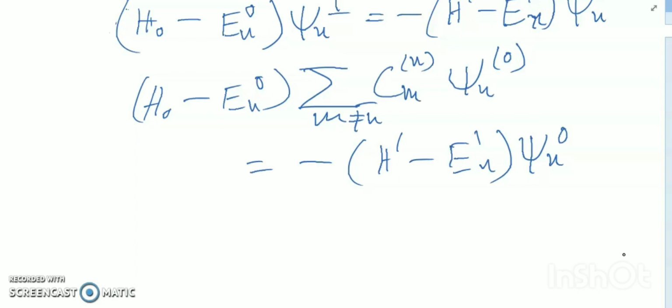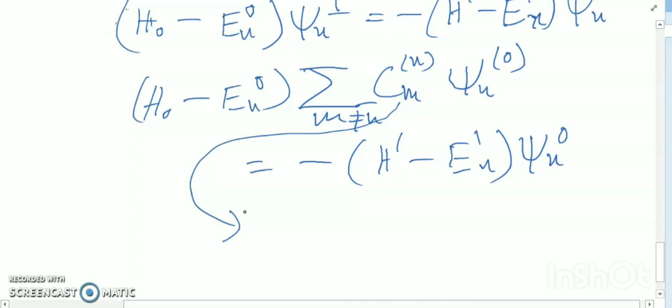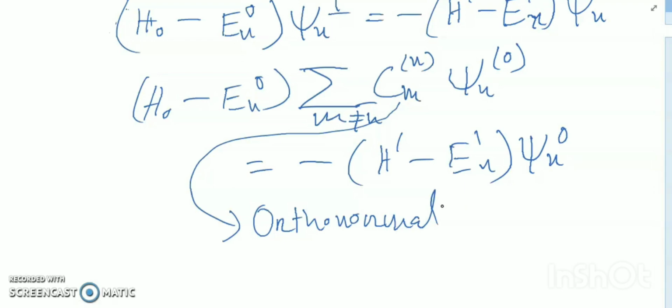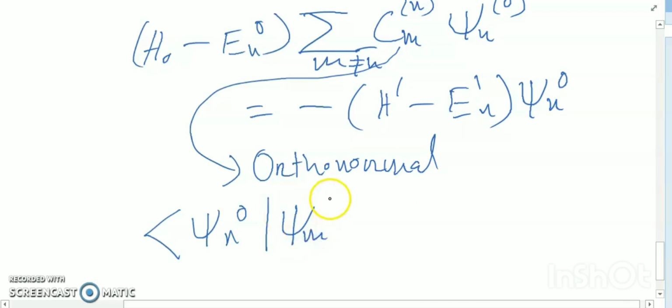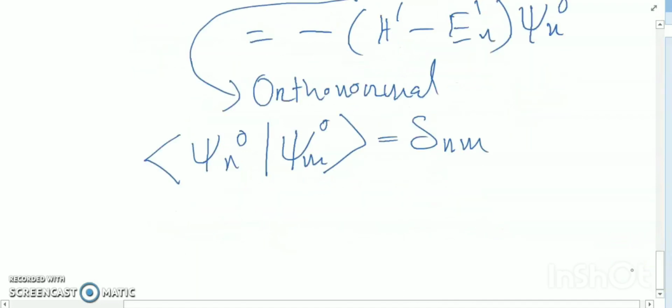These states are orthonormal. So if we can somehow get a state such that the bra psi n0 with psi m0 equals delta nm, because it is normalized, we multiply from the left by this bra. That's our goal here.